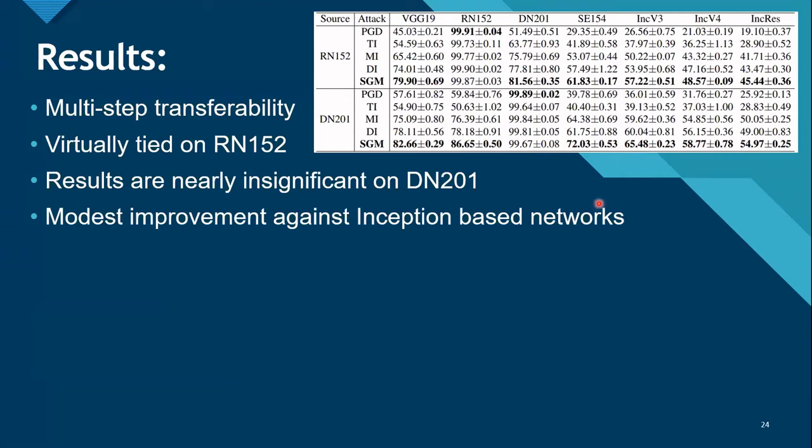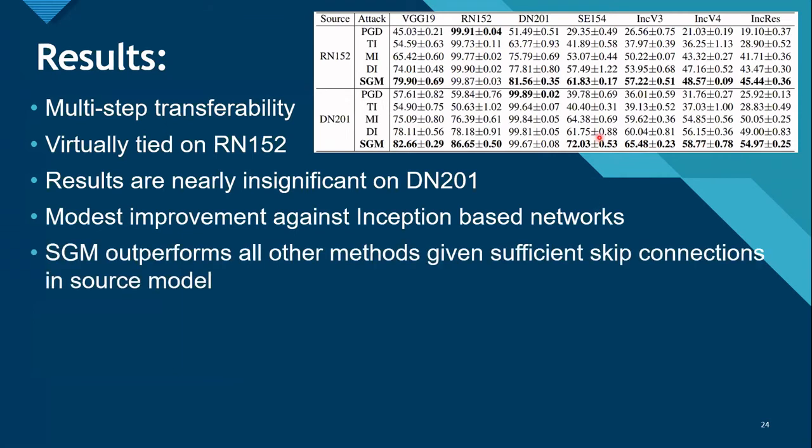It does show a modest improvement against the inception-based networks, and we're highlighting again with the DenseNet, you're getting a strong increase when you have more skip connections to work with in your source model, as evidenced here on the bottom row.